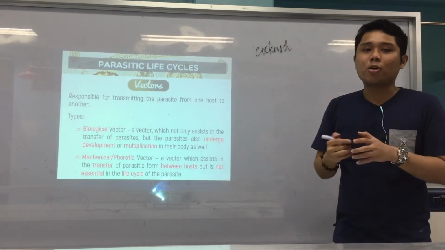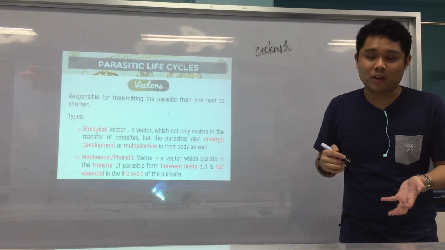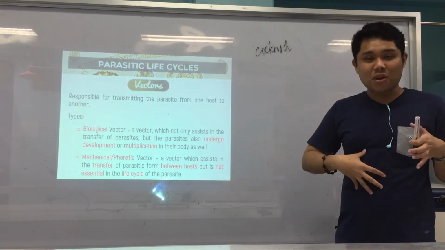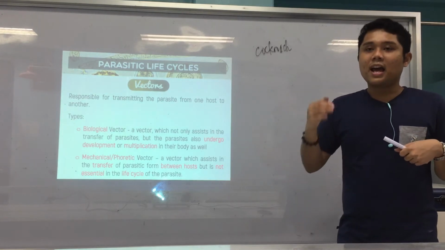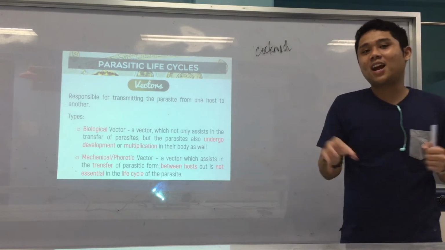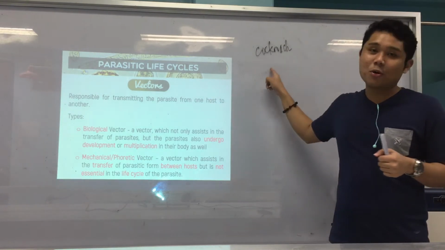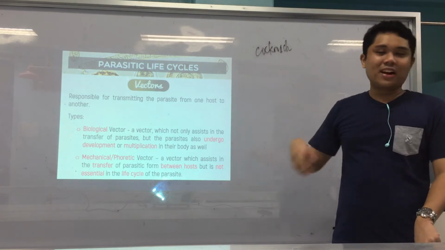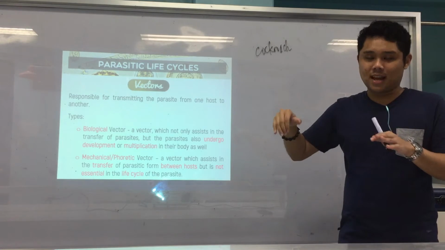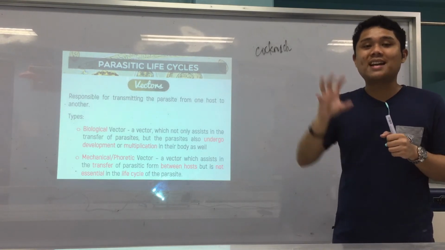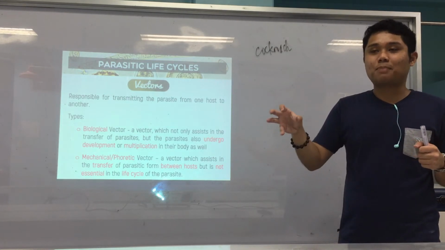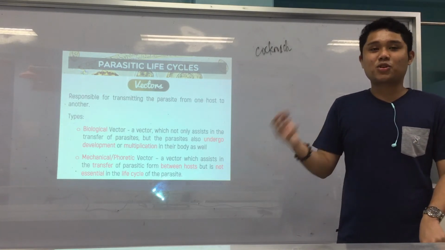Cockroach, so your cockroach is a mechanical or phoretic vector, okay? The parasite does not undergo development within the body of the cockroach. It just clings onto the cockroach to be transmitted from different areas. This is very mobile, it goes to a lot of places, right? So that's why it can transmit a lot of parasites. Because again, these parasites are only clinging, they're only using the cockroach as the vector, as their transportation.